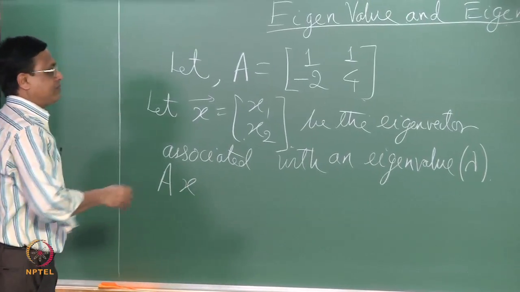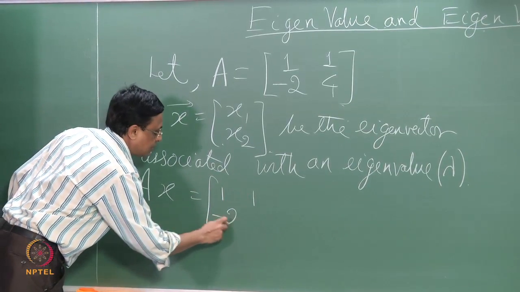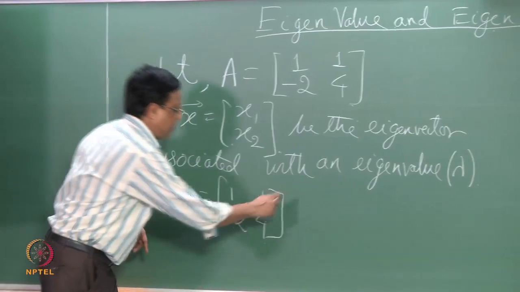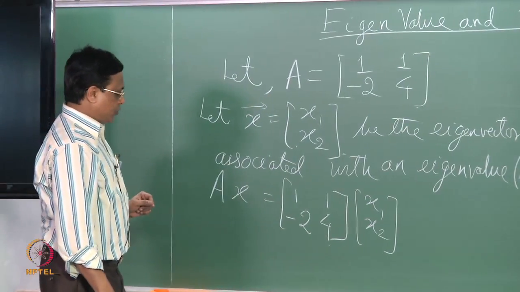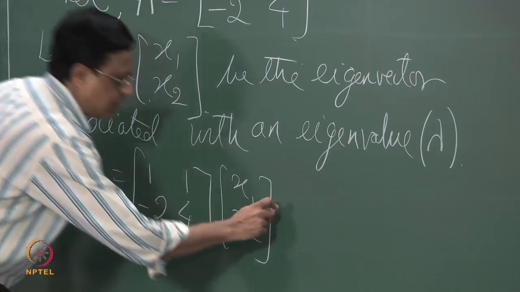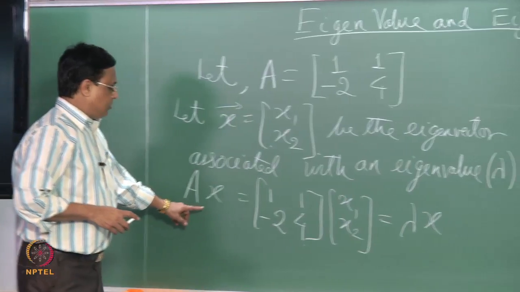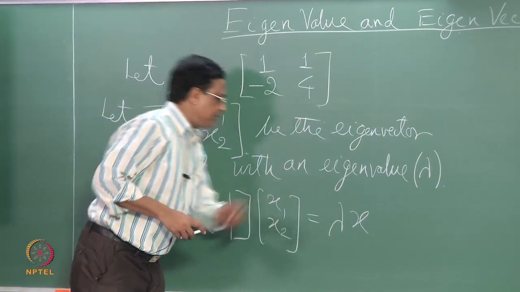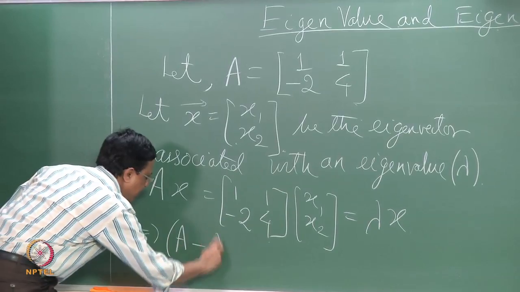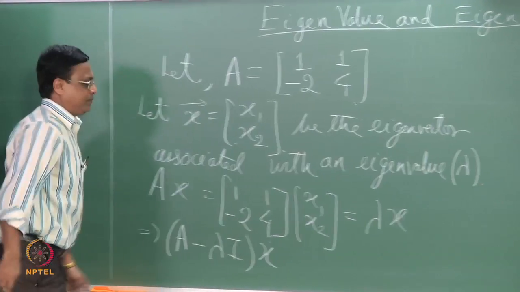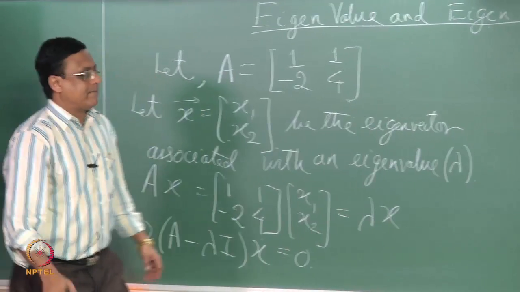A x, which we can write by substituting these two. Let us do that. This is a simple substitution of A here and then its corresponding eigenvector x1, x2, and this is equal to lambda times x. So, in some sense we are writing Ax equals lambda x. This also can be rewritten in this particular form as A minus lambda I times x, by bringing this to the left hand side, this is equal to 0.